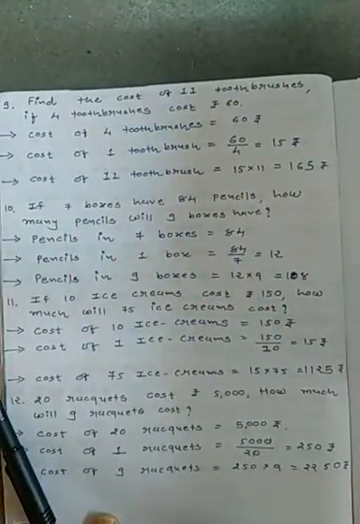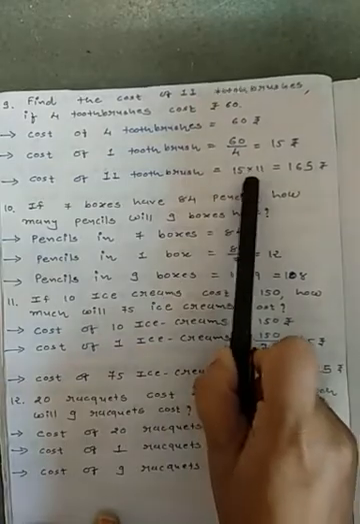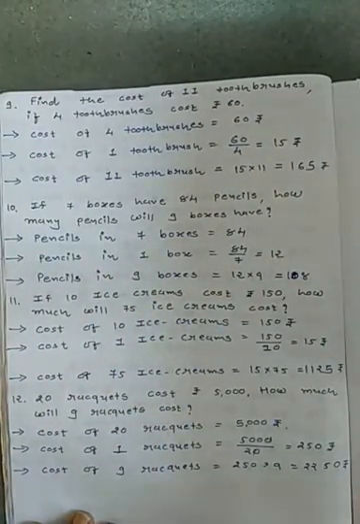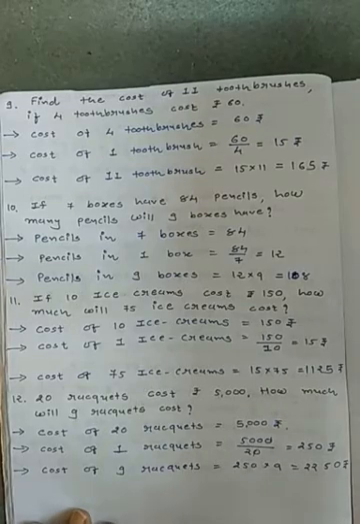11 times we have to do. So it is 15 into 11. That will be 165 rupees. So that is the final cost of 11 toothbrushes.